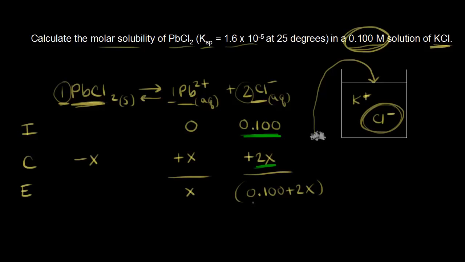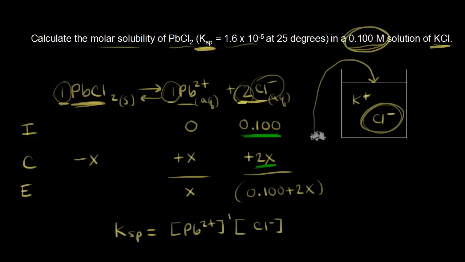Next, we write our equilibrium expression, right? So our solubility product constant Ksp is equal to the concentration of our product, so the concentration of Pb2 plus raised to the power of the coefficient. So our coefficient here is 1, so this is to the first power. And we multiply that by the concentration of chloride anions in solution, Cl minus, and we raise that to the power of the coefficient. Our coefficient is a 2, so we raise that to the second power.